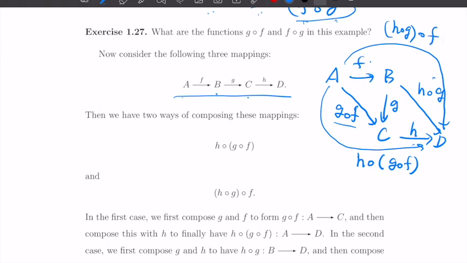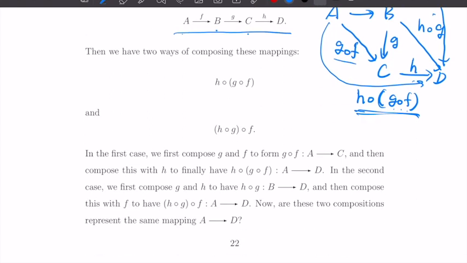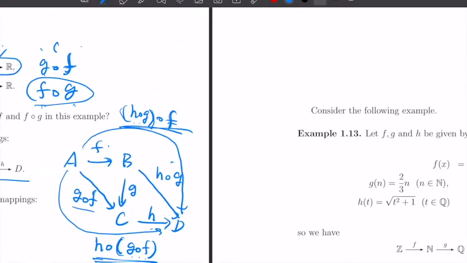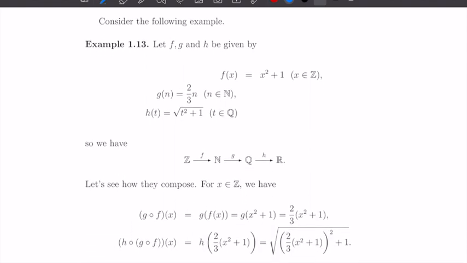So there are actually two ways to compose three mappings. First, H after G after F. Or H after G, everything after F. So are they the same mapping? Is this actually the same as this one? Or are they different? Well, they should be the same. But let's consider this example.